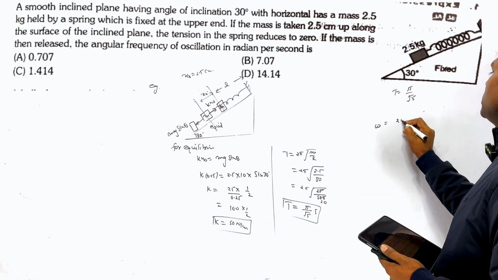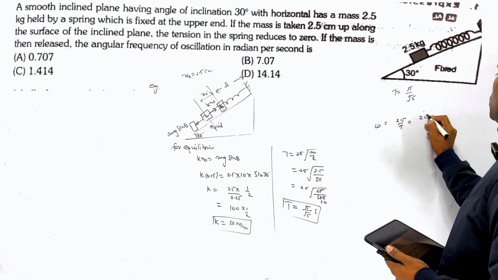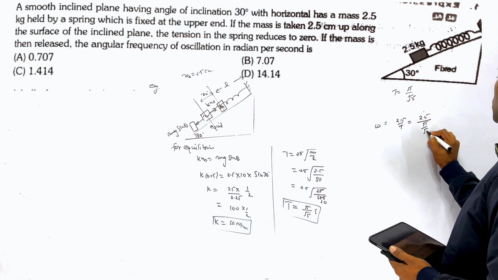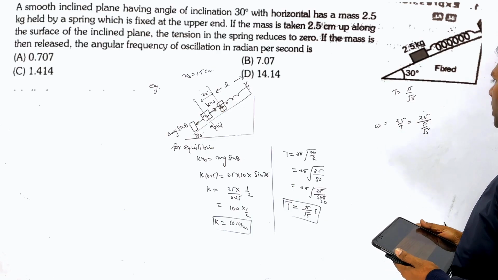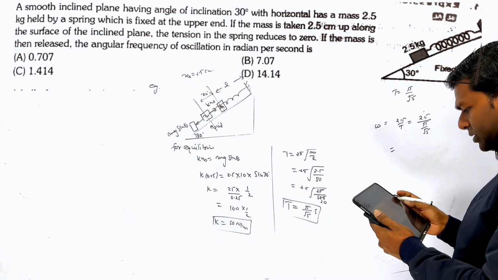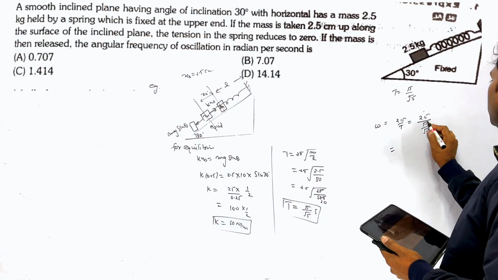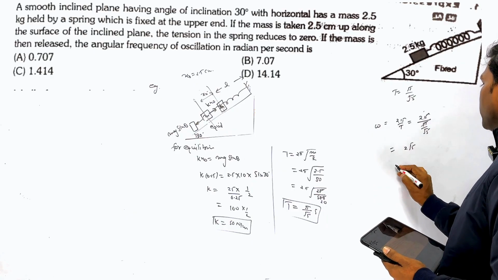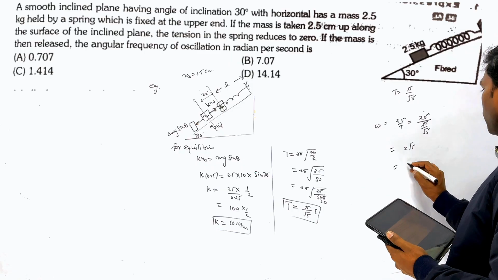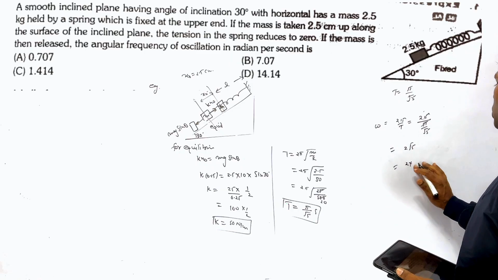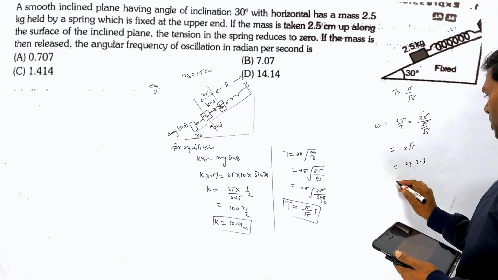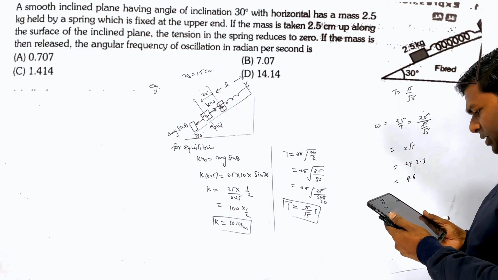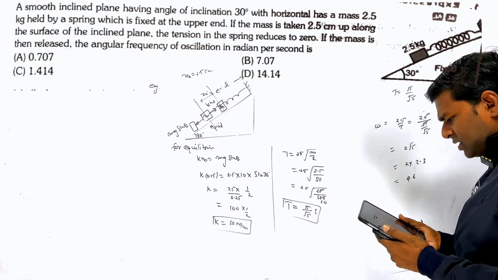The angular frequency is 2 pi by t. So 2 pi by t is pi by root 5, right? And this is the angular frequency in radian per second. So this is 2 root 5. So what is the root 5 value? It is 2.23, right? So 4.6 second. आंसर नहीं आ रहा इसमें.